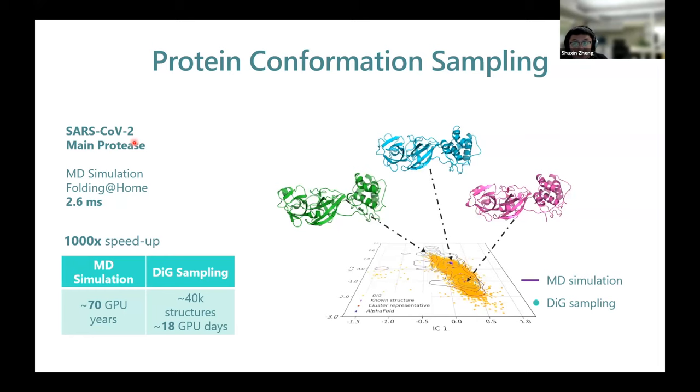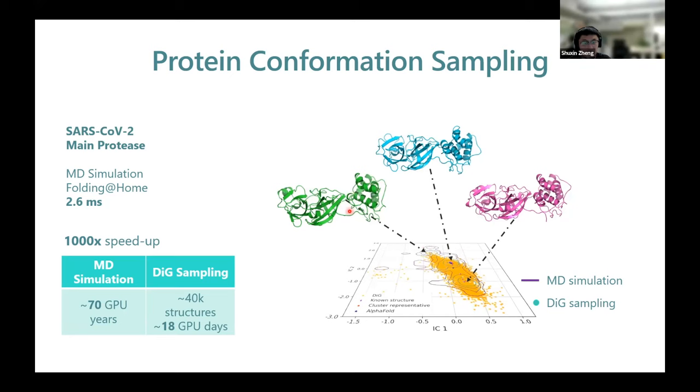Just like I said, molecular dynamics simulation is very costly, and very few organizations have the resources to do long enough simulation. But SARS-CoV-2 is very important, we all know that. So here is an organization called Folding at Home. They do very long simulations to get the equilibrium distribution of the main protease. And you can see the contour line. It simulates 2.6 milliseconds, but it takes 70 GPU years. You can see that it is generated by the MD simulation and reached the equilibrium distribution. You can imagine that it is the ground truth of this protein.